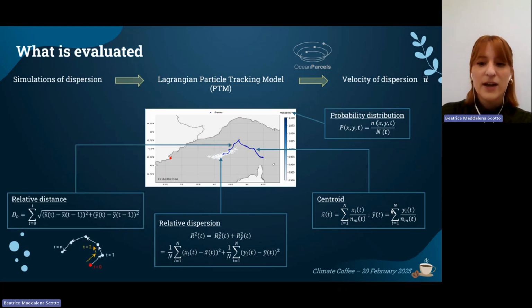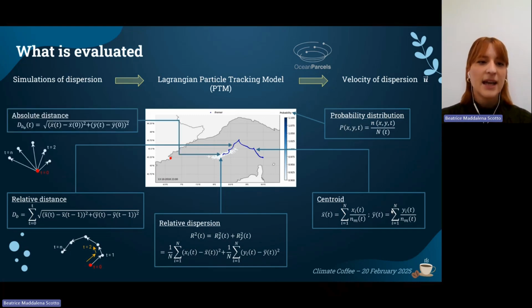We can then evaluate two other components. One is the relative distance, which gives us the distance traveled by the whole oil slick from the starting point to the end point, and the absolute distance, which gives us the distance between the starting point and each point in time of the centroids.